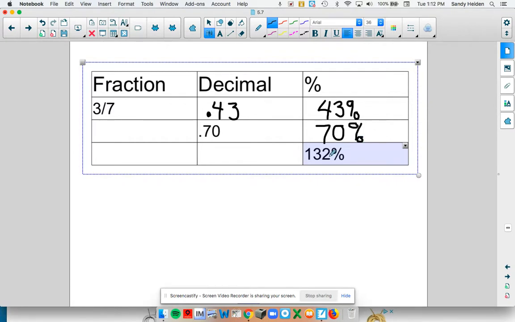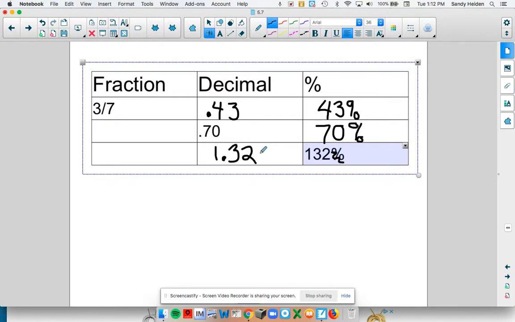This one we're going the other way. When we take this off, we've got to put 2 decimal places in it. So it would be 1.32. That would be more than full. 100% would be full.